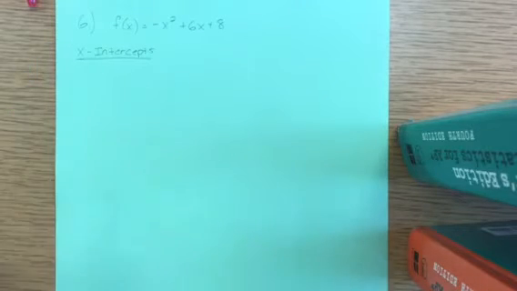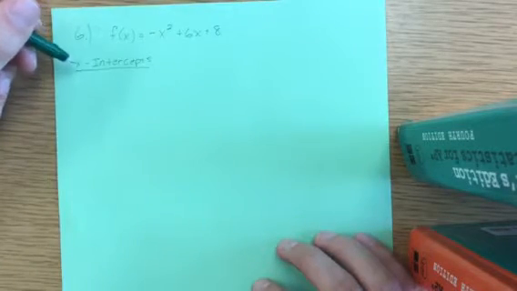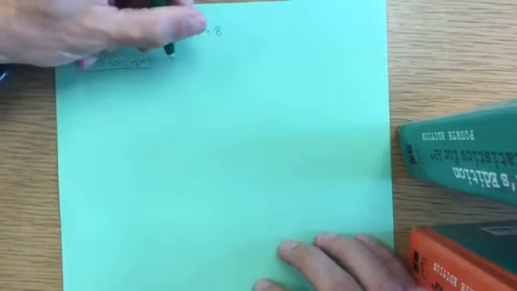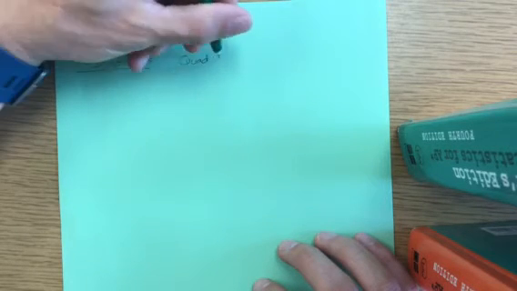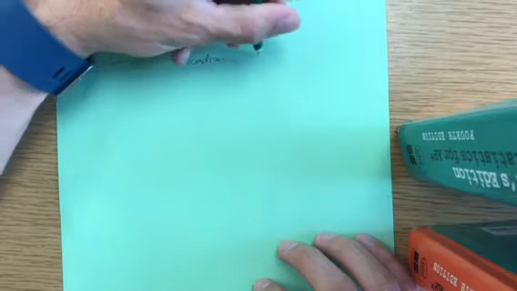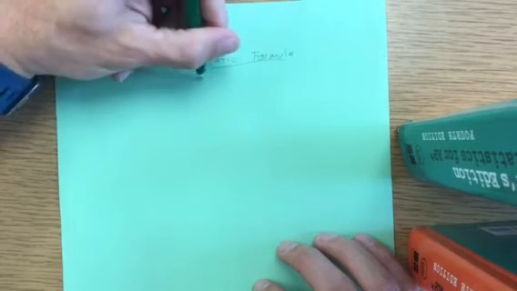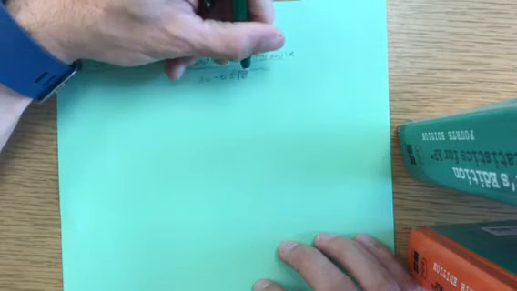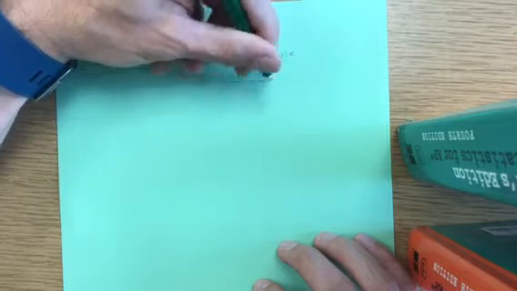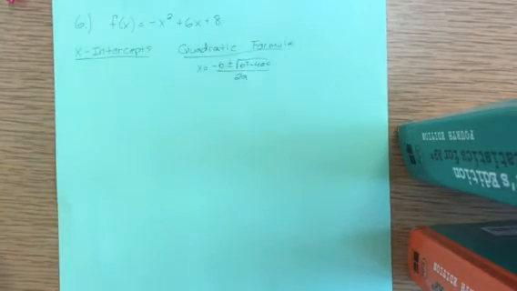All right, so number 6 asks us to graph this function without the use of a calculator. The first thing they ask for are x-intercepts. In order to find your x-intercepts, you have to use the quadratic formula. Again, we'll write it down just in case you need it. So there's the quadratic formula.